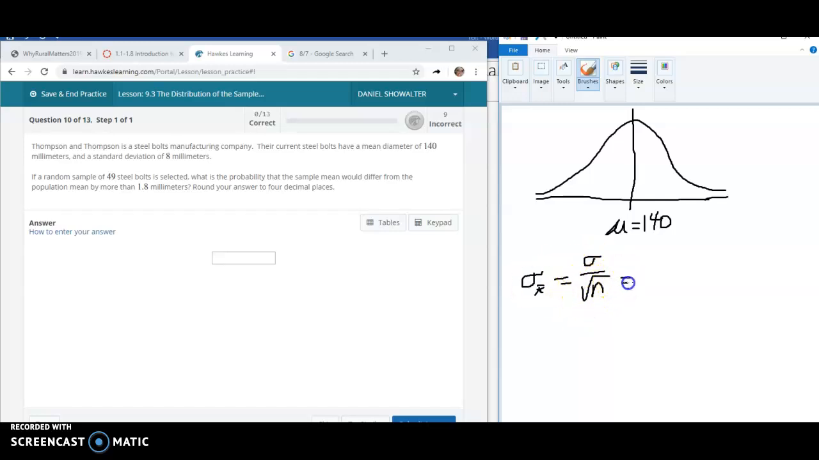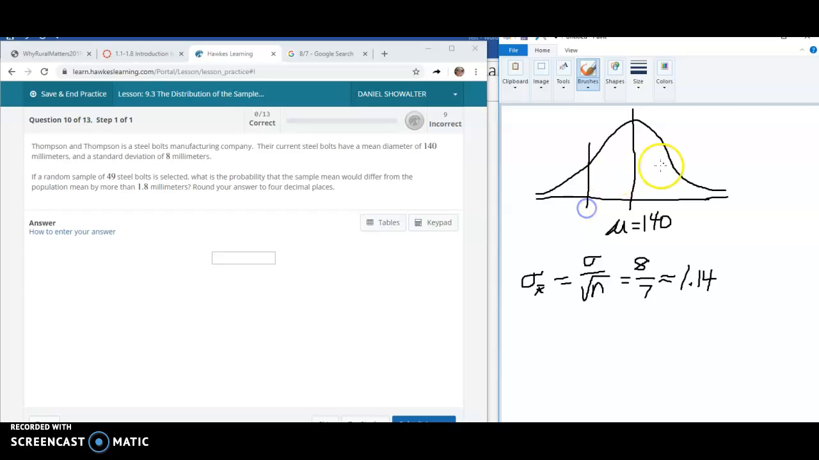So in this case, we have the standard deviation is 8 millimeters there, and we have the square root of the sample size. So the sample size is 49. Square root of 49 is going to give us 7. And so this is going to equal roughly 1.14. So that tells us the standard deviation of this particular distribution of the sample means of size 49. And we want to know how many of these are off from the population mean by more than 1.8 millimeters.